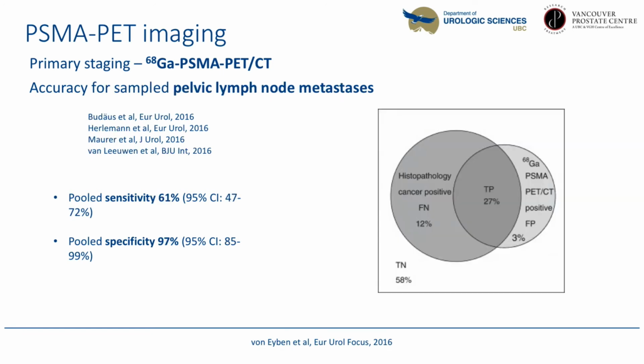And then when we look at the accuracy for sampled pelvic lymph node metastasis for gallium PSMA PET CT, we do have a sensitivity of 61% and a specificity of 97%. And then again, this is not perfect, but it's definitely more than the conventional imaging.